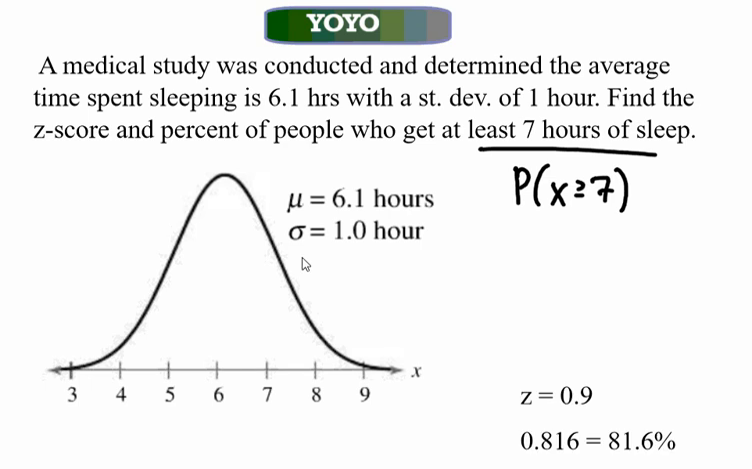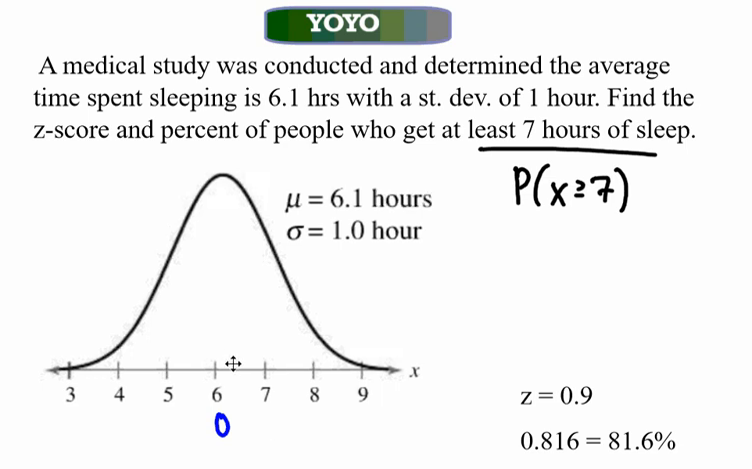Z-score, as you can tell, well, 1 hour is a standard deviation of 1. So 7.1 is going to be 1 standard deviation. We want to be at 7, so we're just less than 1. My standard normal, so this would be 0. 6.1 would be at the mean. So this should be 6.1, then 7.1, then 8.1, then 9.1, and 5.1, and 4.1, and 3.1. So this would be 1, 2, 3, negative 1, negative 2, negative 3.